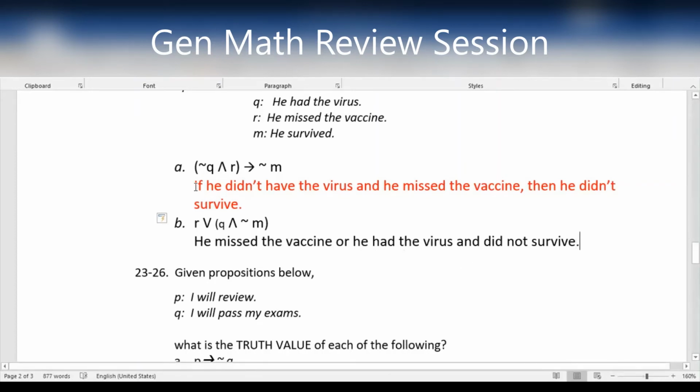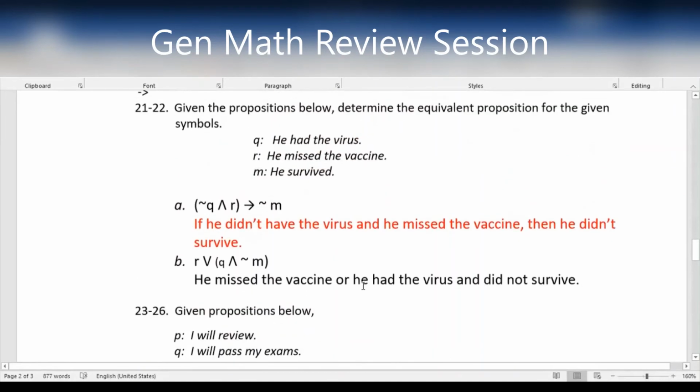That's why these are just a statement, pero later, iba pa yung truth value. Yun yung mga next na question na. You have to evaluate the truth value whether true or false ba to. So this is the answer. He missed the vaccine. Just copy R. He missed the vaccine. Ito yon.